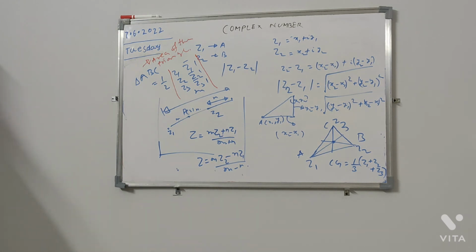Okay, and for an equilateral triangle, where all sides are equal, with vertices Z1, Z2, Z3, you can use that. So the interpretation is Z1 square plus Z2 square plus Z3 square. For an equilateral triangle ABC with vertices Z1, Z2, Z3, Z1 square plus Z2 square plus Z3 square is equal to Z1Z2 plus Z2Z3 plus Z3Z1. Okay, that is for an equilateral triangle. So these are some of the interpretations.